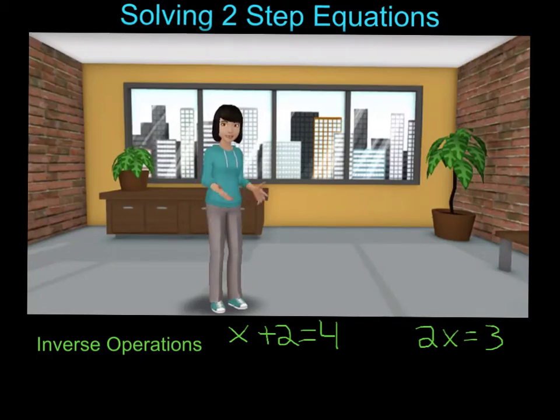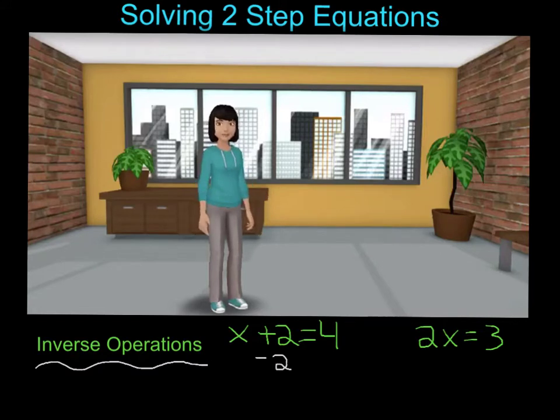Today's lesson is on solving two-step equations. We're going to use the same idea as one-step equations. We're just adding a step. You just need to remember about inverse operations, the operations that undo each other. Addition and subtraction undo each other, and the operations of multiplication and division undo each other.